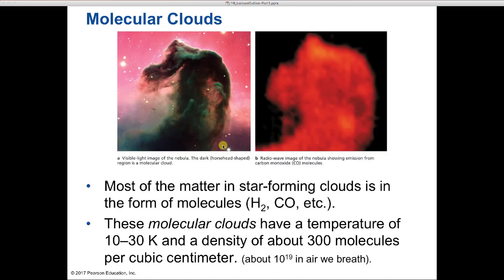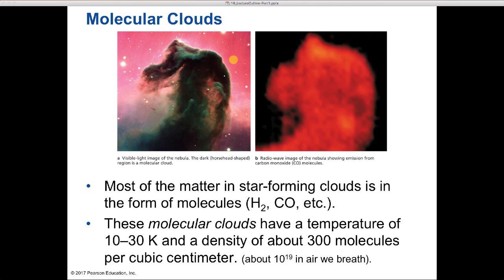So this picture is a picture of the Horsehead Nebula. And when we look at it in visible light, it looks pretty dark. It's very thick. Not a lot of light is getting through it. You can see some little openings in there, but it's very dark. But we can look at it in a different wavelength. We can look at it in a wavelength that is what carbon monoxide would emit.